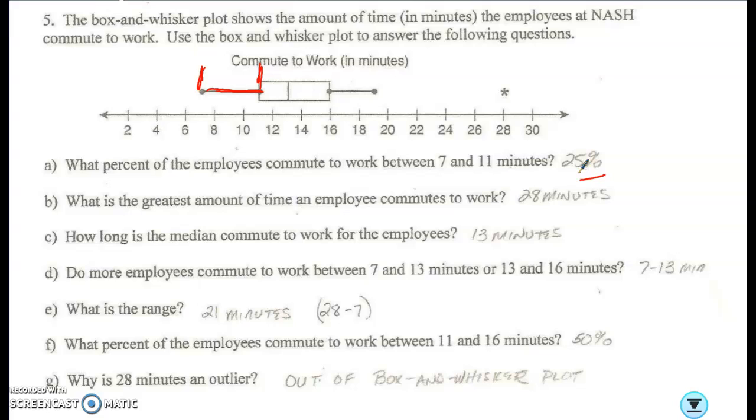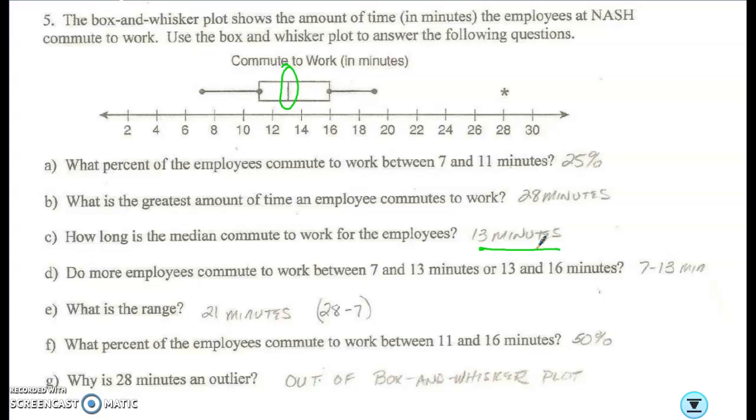What's the greatest amount of time anybody commuted to work? Obviously, that would be 28 minutes. How long is the median? Okay, so when you do box and whisker plot, you have to remember that you are working with the median. The median is the middle. So this would be the median right here, which would be about 13 minutes, not the mean. The mean and the median are two different things.